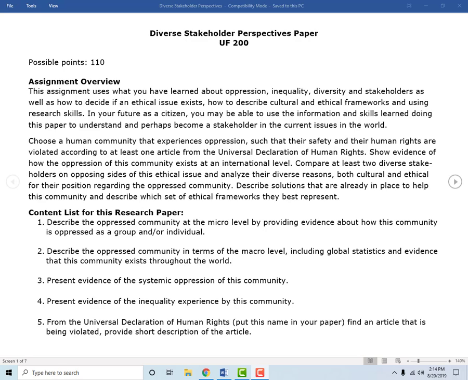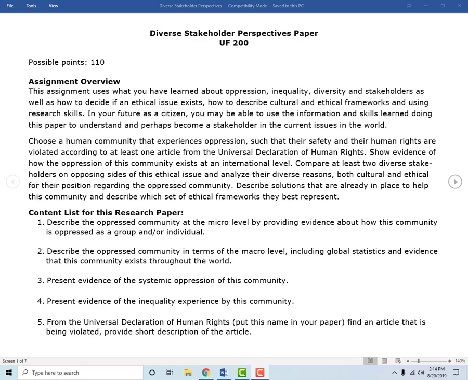decide if an ethical issue exists, how to describe cultural and ethical frameworks, and using research skills. In your future as a citizen, you may be able to use the information and skills learned doing this paper to understand and perhaps become a stakeholder in the current issues in the world.